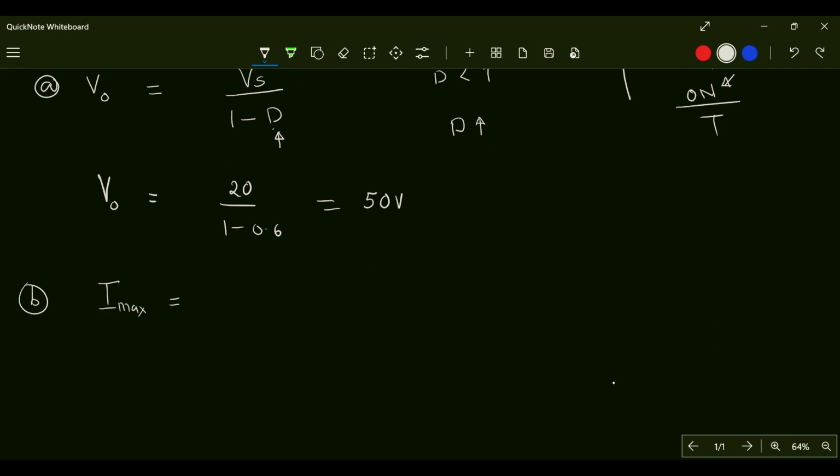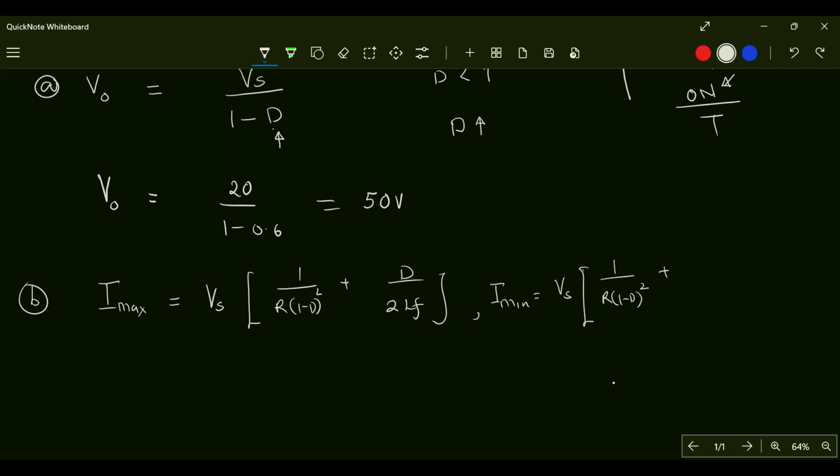So the formula is actually given by, I max is simply the supply voltage now. We are making use of the supply voltage, Vs, times 1 over R times (1 minus D) squared, plus D over 2L times frequency. This is for the I max. For I min it's a similar formula, but you're going to have a minus where there's a plus: Vs times 1 over R times (1 minus D) squared, minus D over 2L times frequency.